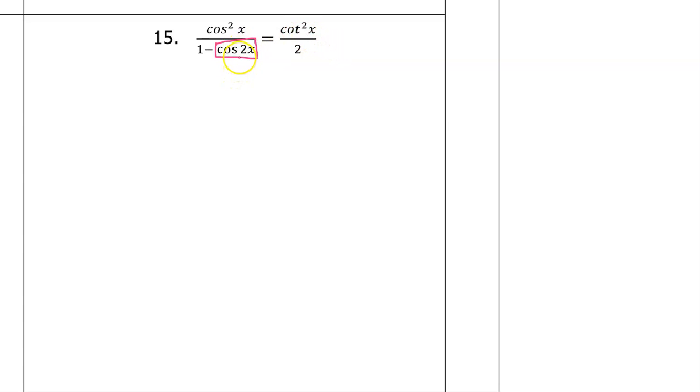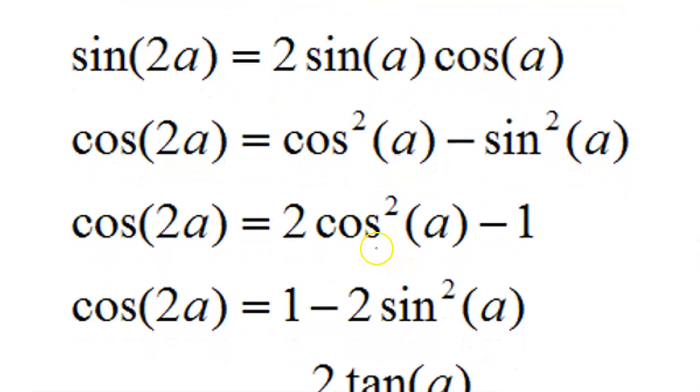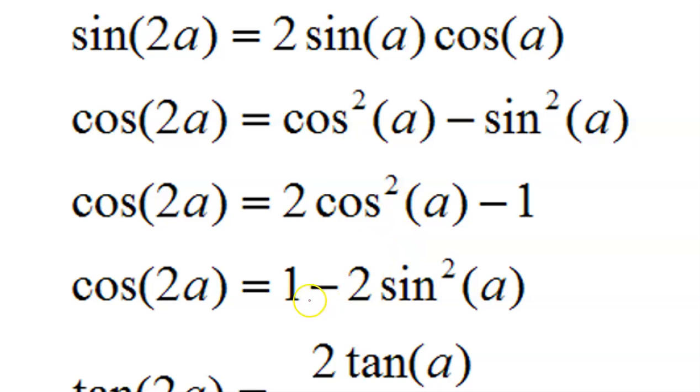Okay, here's my thought process. I have this binomial here, 1 minus cosine 2x. But on the right-hand side, there's no binomial. There's just a single term. That makes me feel like it would be nice if we could just cancel this 1 out. So I am going to look for a version that will end up canceling out this 1. So let's see what we have. Okay, so what if I did the 1 minus 2 sine squared?